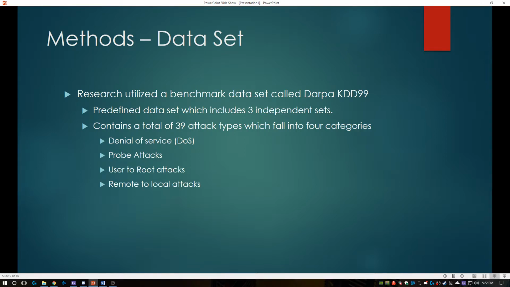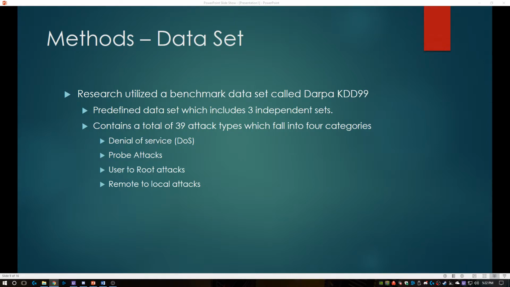The research article uses a defined data set, which is called the DARPA KDD99 data set. It's a predefined data set which includes 3 independent sets. There are a total of 39 different attack types which fall into 4 specific categories of attacks. There's denial of service attacks, probe attacks, user to root attacks, and finally remote to local attacks.